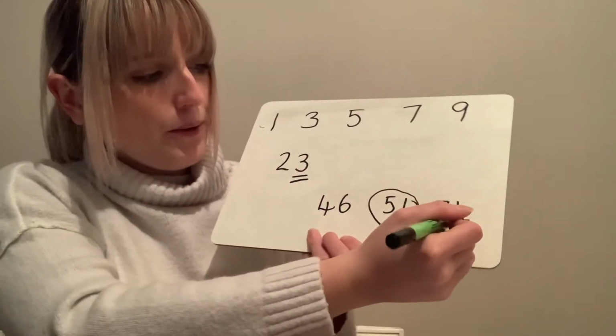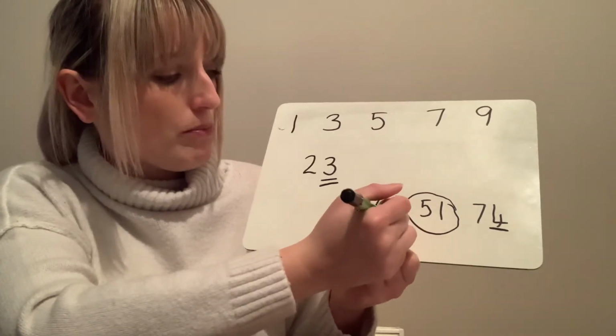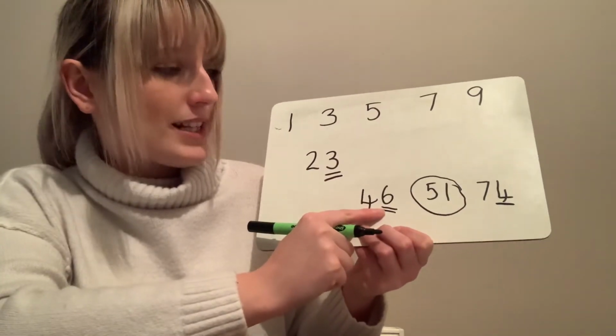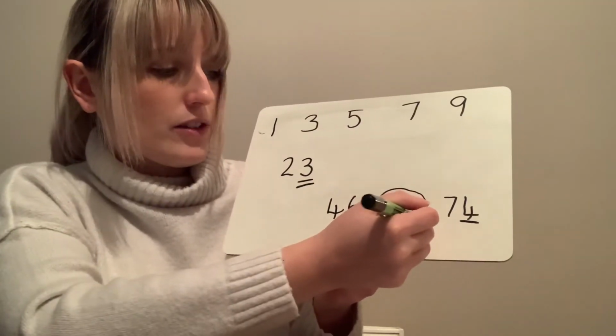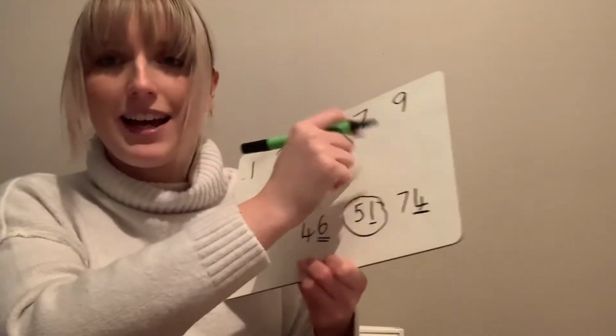Okay, we know that 74 ends in 4. We know 4 is an even number. It's in our 2 times table. And we know 6 is an even number. It's in our 2 times table. So 1 is an odd number. 1, 3, 5, 7, 9. I like odd numbers all the time.